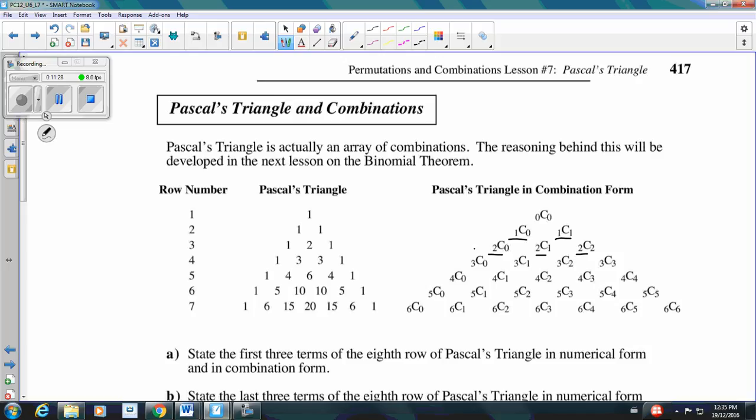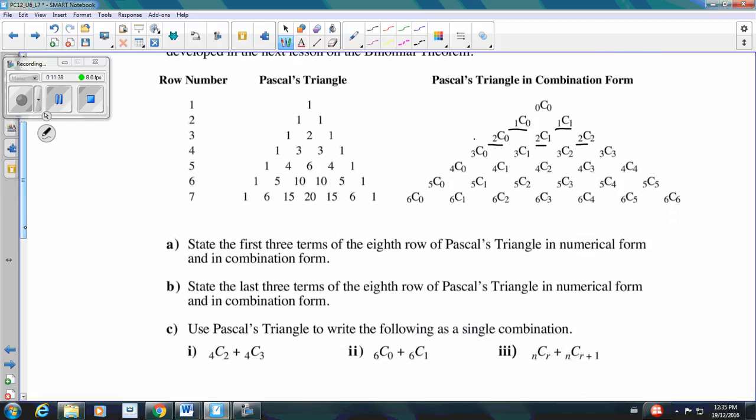State the first 3 terms of the 8th row of Pascal's triangle in numerical form and in combination form. So the 8th row is the next row that we looked at on the previous page, but we can do it here again. It'll be 1. Then 1 plus 6 is 7. 6 plus 15 is 21. So those would be our first 3. We're in the 8th row. Notice the first row was 0 choose 0. So the 8th row will be 7 choose 0, 7 choose 1, 7 choose 2, all the way up to 7 choose 7 if we wanted to finish off the row.